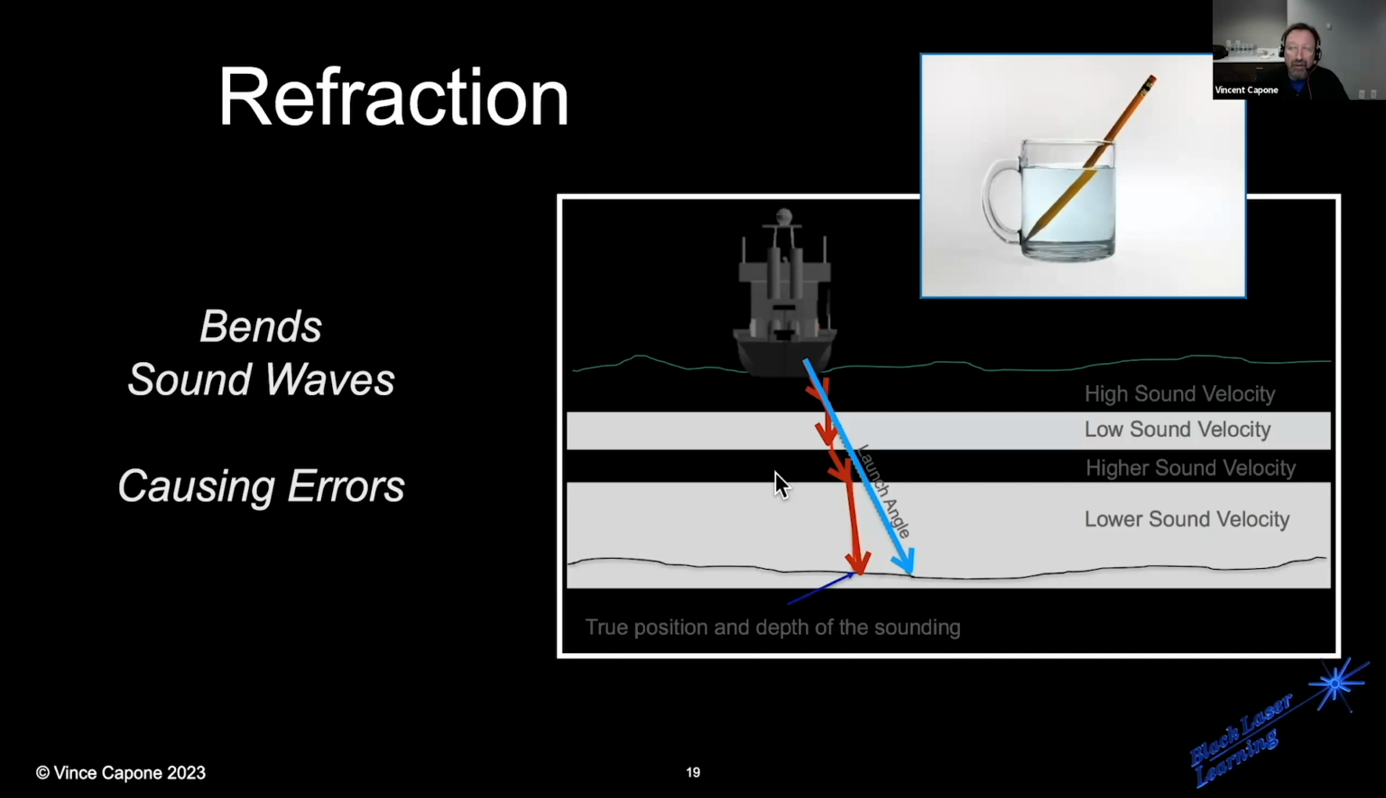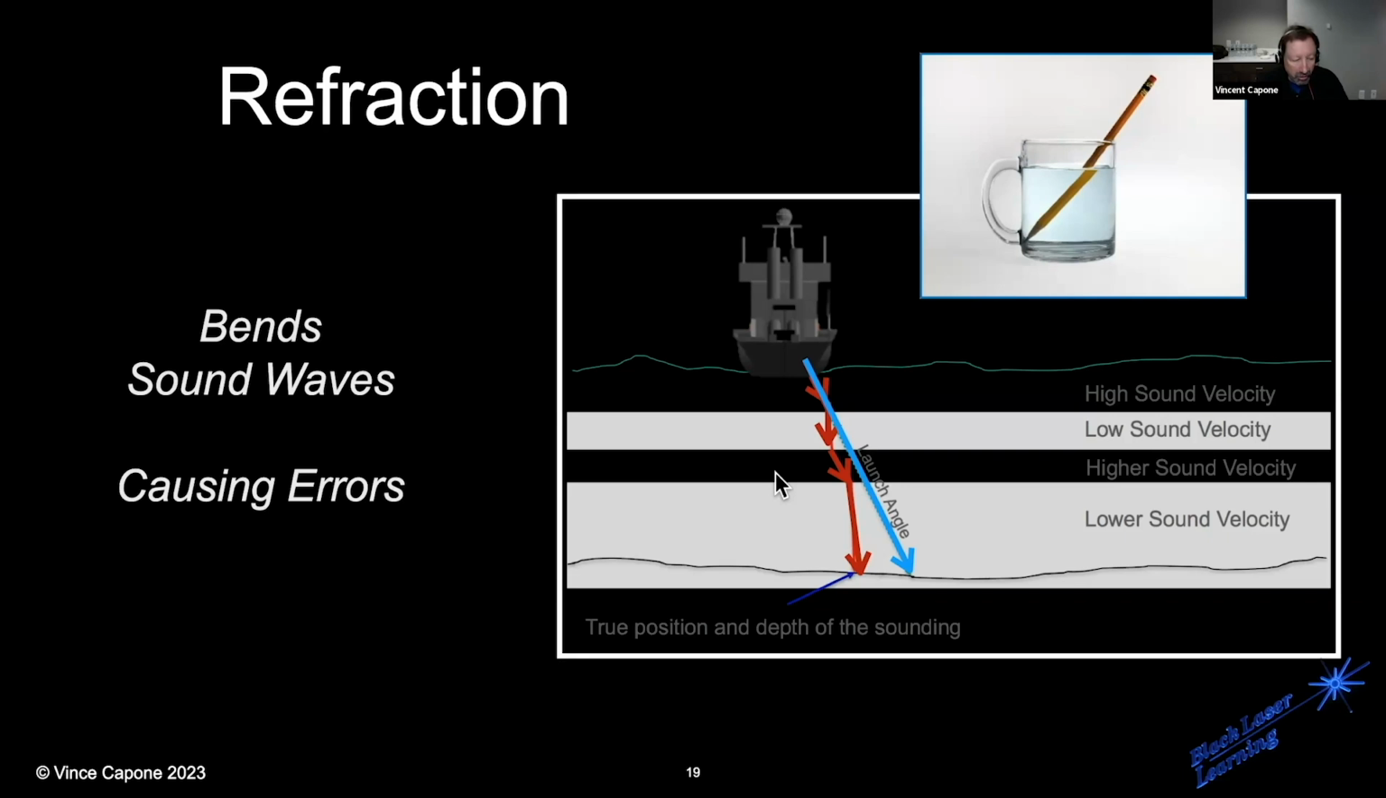And if it's going from warm to cold or cold to warm, that changes whether it bends outward or bends inward. So it becomes a critical measurement in multi-beam, and we have to pay more attention in multi-beam than we do in a simple single beam. This is an important parameter to monitor.